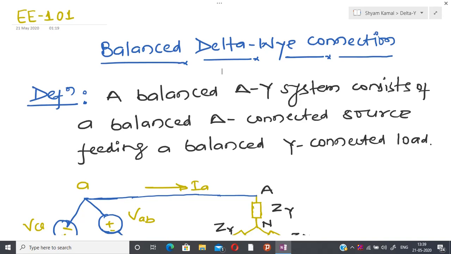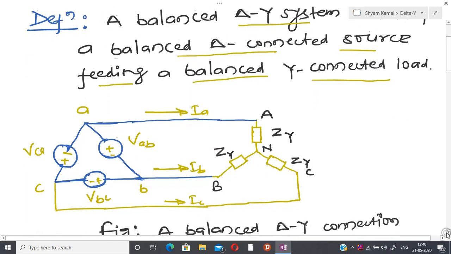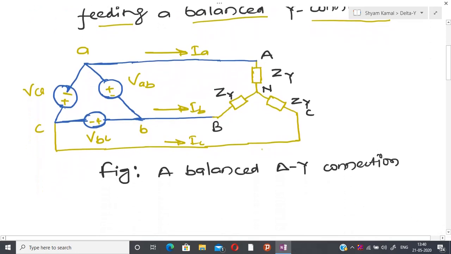So again I will start the lecture with the definition. The formal definition of the balanced delta Y system is that class of system which consists of a balanced delta connected source feeding a balanced Y connected load. That is the formal definition of the balanced delta Y connection. And now I think you have become familiar, because for the last 3 lectures I have been discussing these kinds of connections.